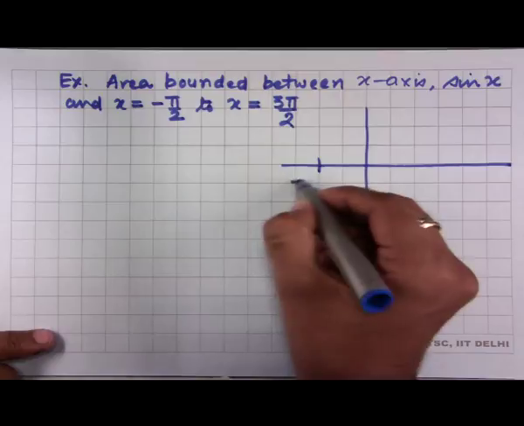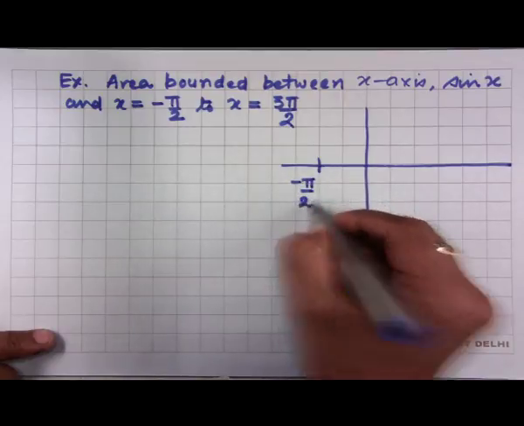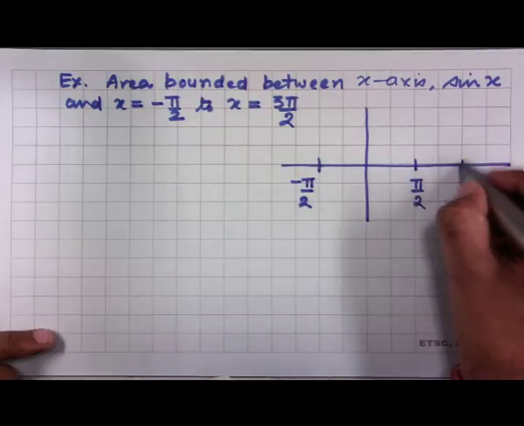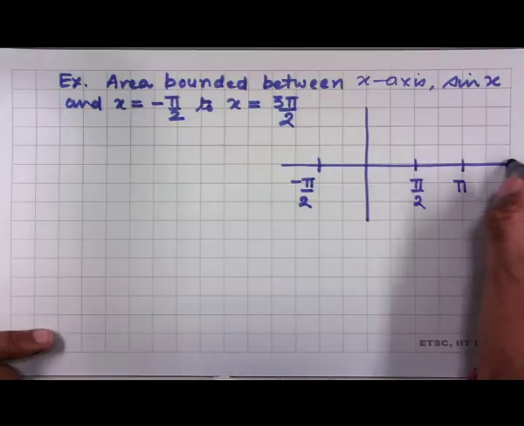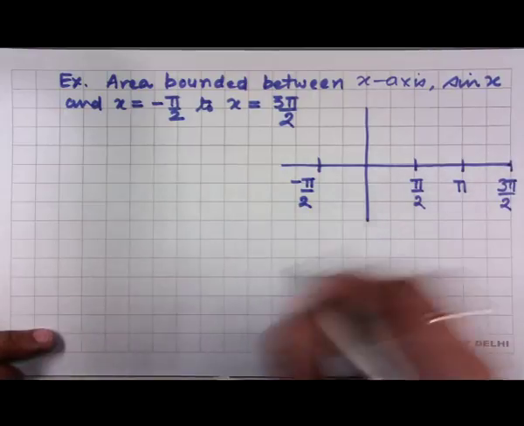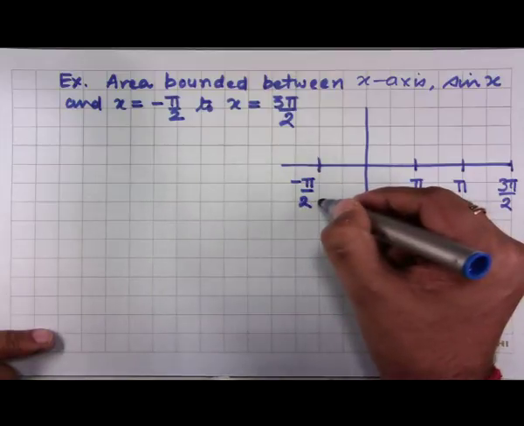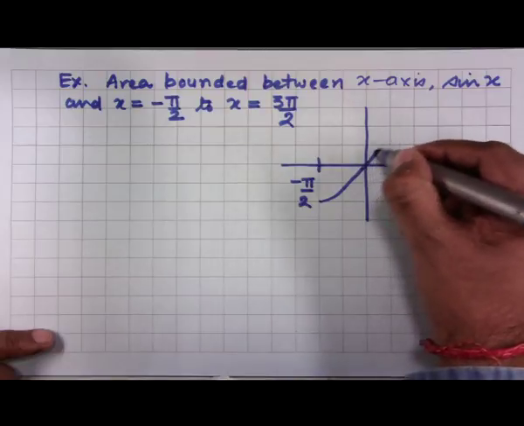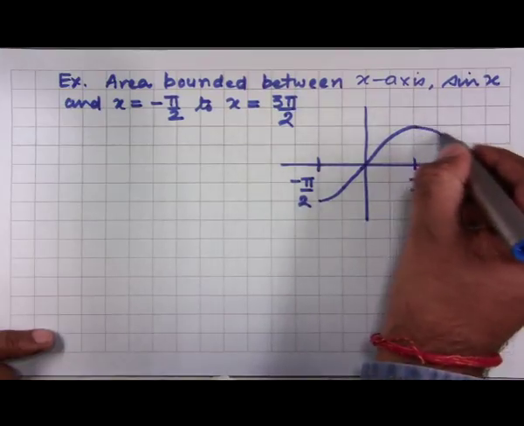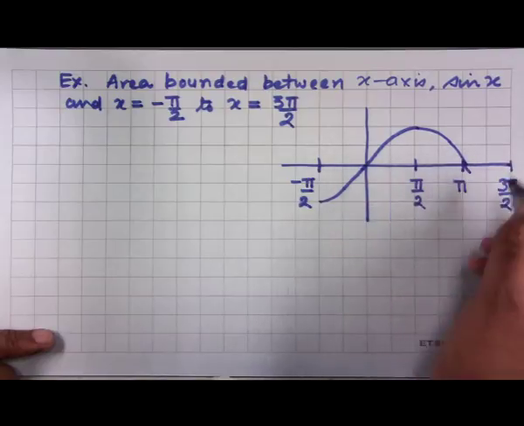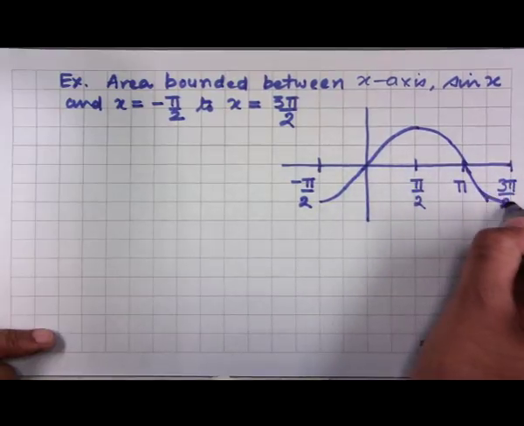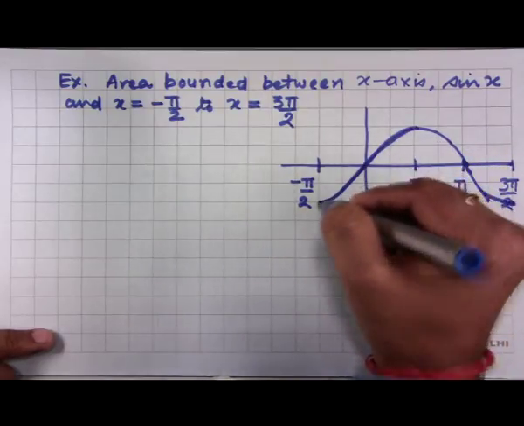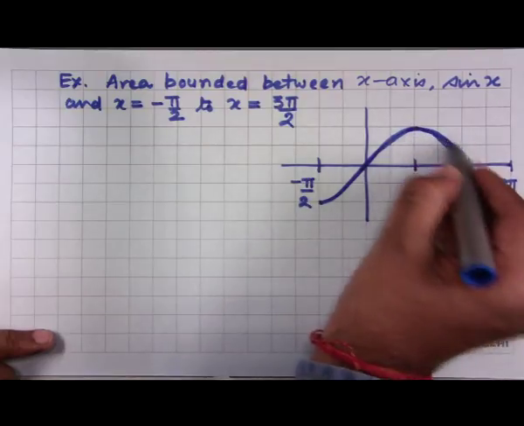Say this is minus pi by 2, this is pi by 2, this is pi, this is 3 pi by 2. So, sin x will exhibit approximately this kind of property, which is the usual property of sin x. So, you get this curve.